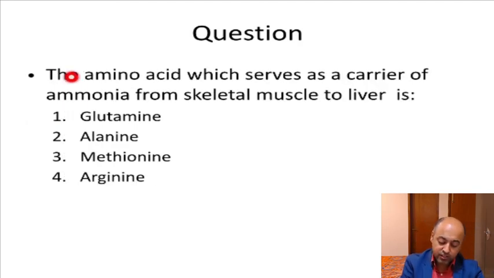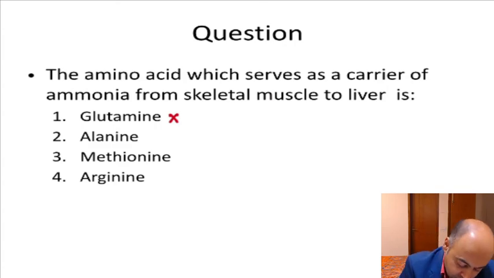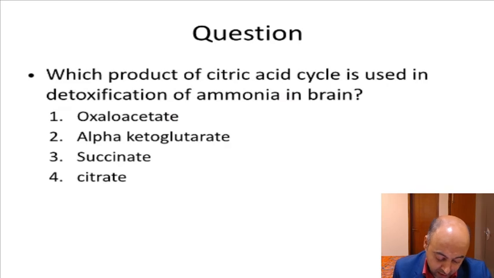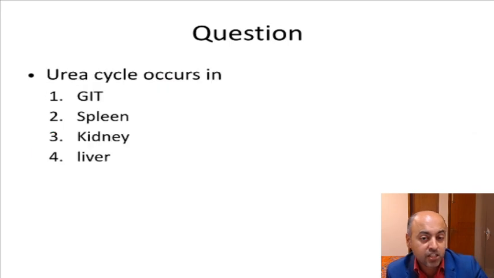The amino acid which serves as a carrier of ammonia from skeletal muscle to liver. Please note, it is from skeletal muscle to liver, not from rest of the body. So glutamine will not be the answer. The answer will be alanine. Which product of the citric acid cycle is used in detoxification of ammonia in the brain? We just discussed this. The answer is alpha ketoglutarate.